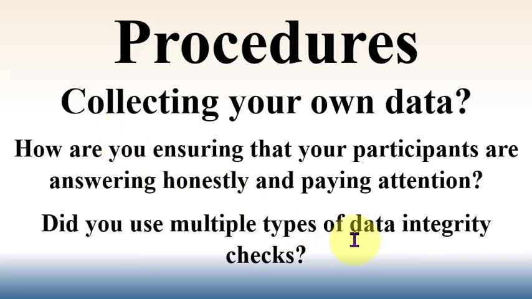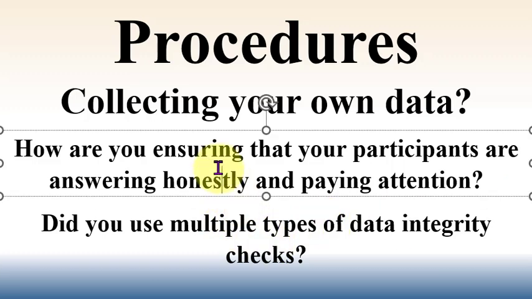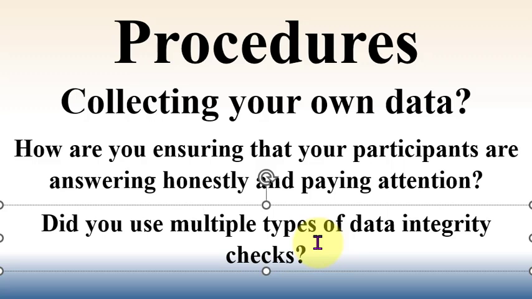Now, if you're collecting your own data, there's a different set of rules here. How are you making sure that your survey takers are answering the questions, again, honestly, and they're paying attention? Did you use more than one type of integrity checks? And integrity checks is something like, what's the third day of the work week, right? And that would be Wednesday. So if they're not paying attention, they just tend to click through it. We get a lot of problem with bots these days. So make sure you put more than one type of integrity check. Another good one is, what color is the sky, right? So just real basic stuff.